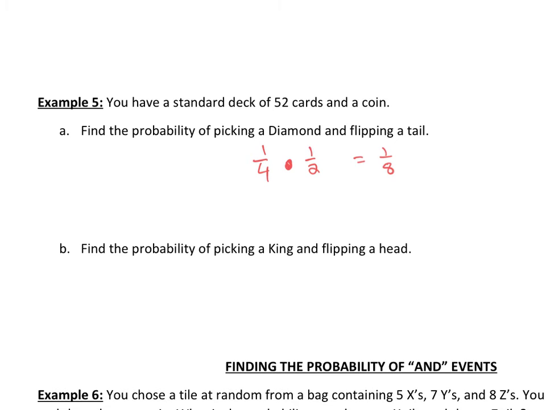Find the probability of picking a king and flipping a head. Well, if we're going to do a king, there are 4 of them out of a total of 52, times 1 out of 2. But then we can look at this. Now, it's easier to do these in your head if you simplify first. If not, plug them into your calculator, and we should end up with a 1 in 26 chance of both of them happening.